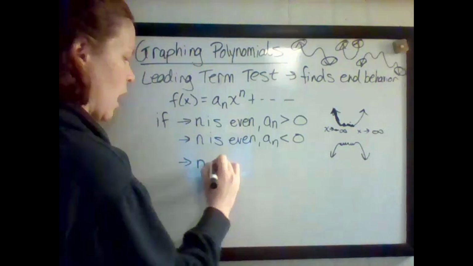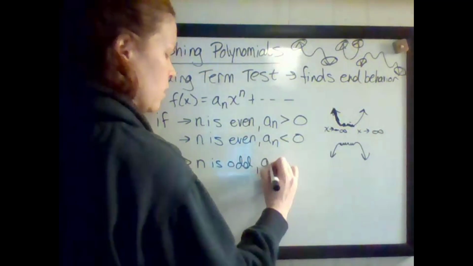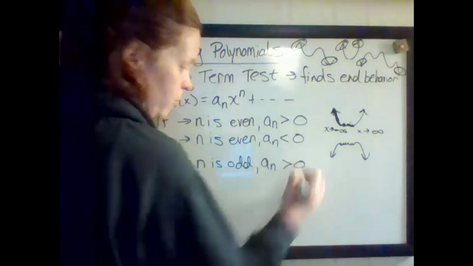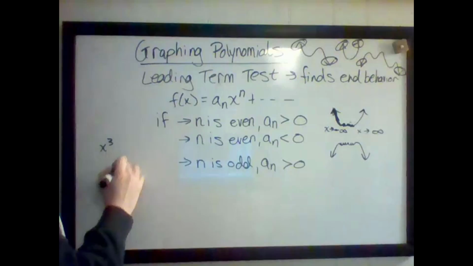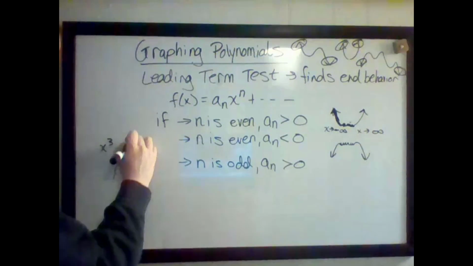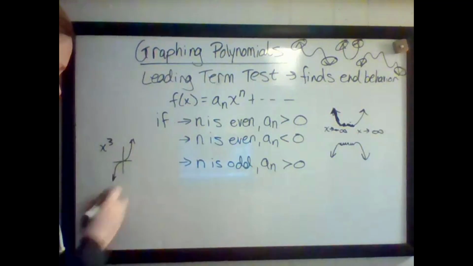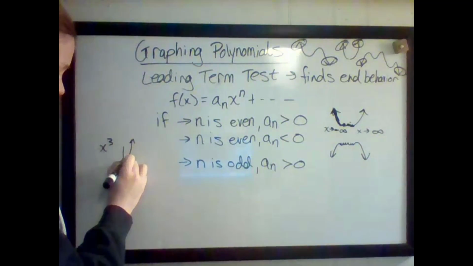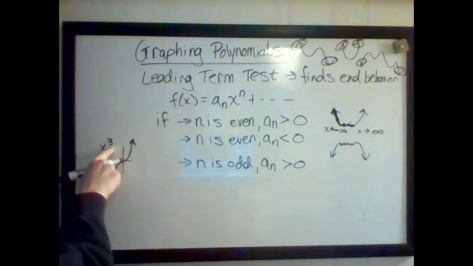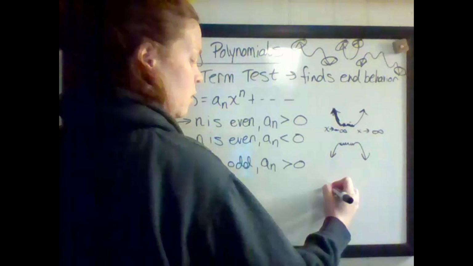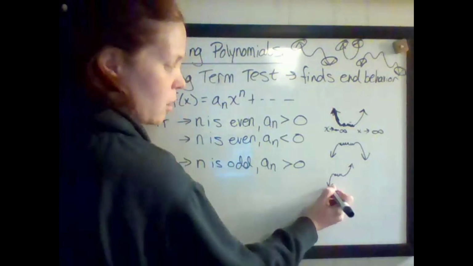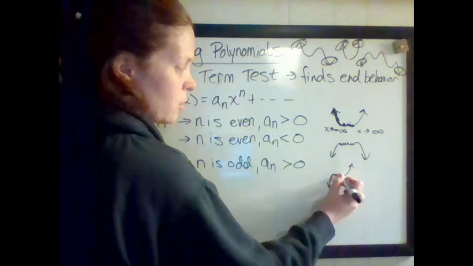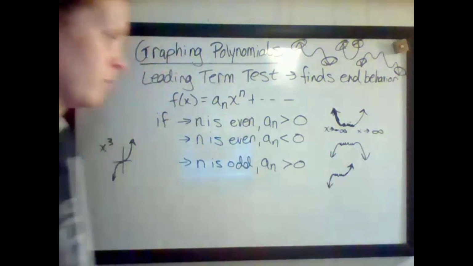Now, if n is odd and a sub n is greater than 0, the way to remember this is if you know what x cubed looks like, x cubed is like this. Here's my axis. It starts low and then keeps increasing. That's for anything that's odd. So that is going to be the case if the leading coefficient is greater than 0. It could have other terms in there, but it starts down at negative infinity, goes up, does maybe some turns, and then ends up increasing.